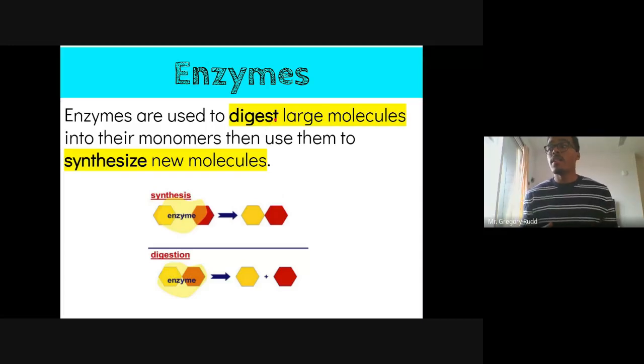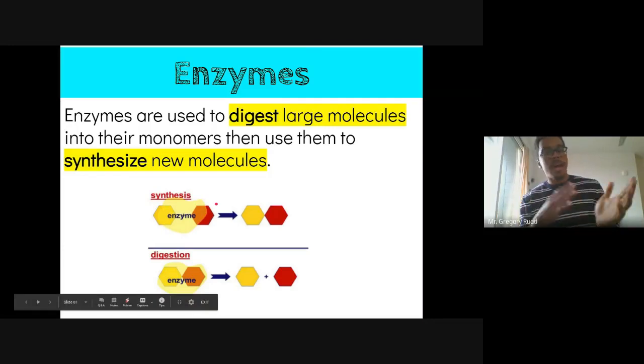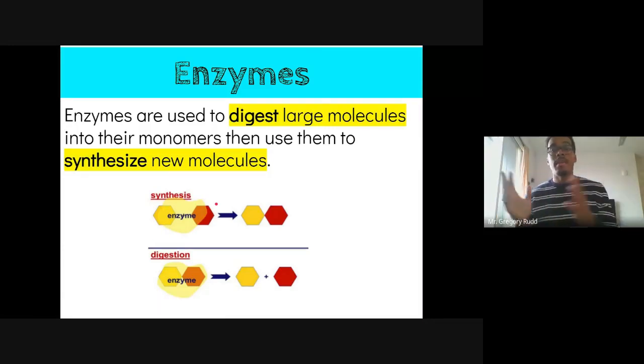On the other hand, they can also digest larger molecules into their separate parts. And to digest something means to break it down. So different enzymes do different things. Some enzymes synthesize and some enzymes digest.